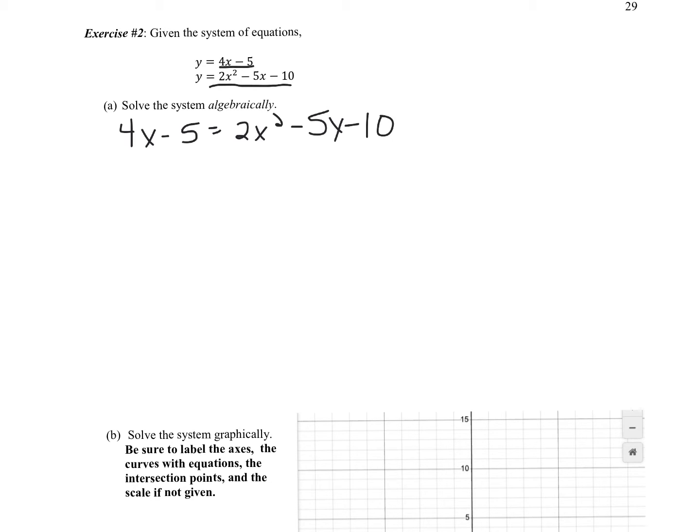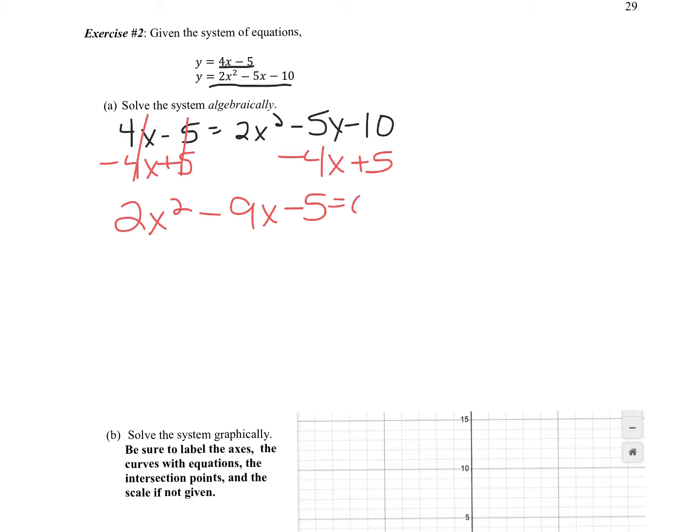So from here I'm going to set the equation equal to 0 because it's quadratic. So I'm going to move over the 4x and the 5. And I get 2x squared minus 9x minus 5 equals 0.